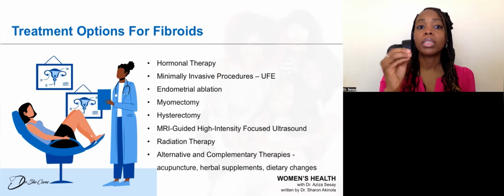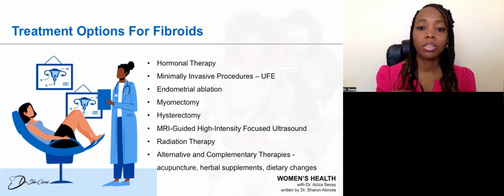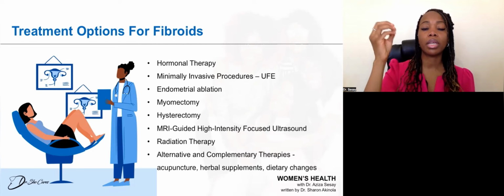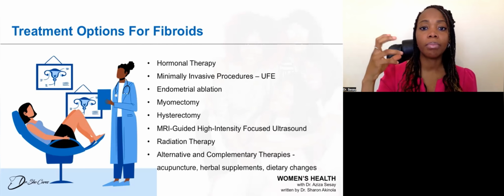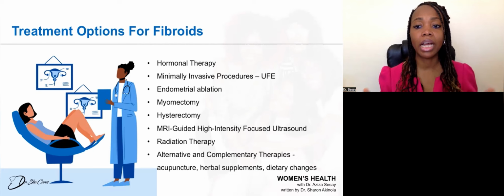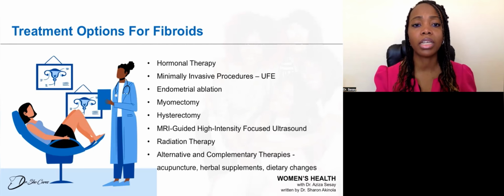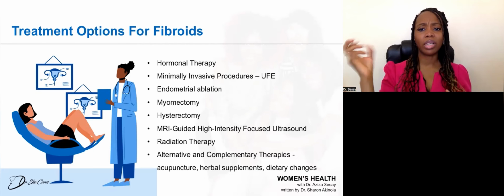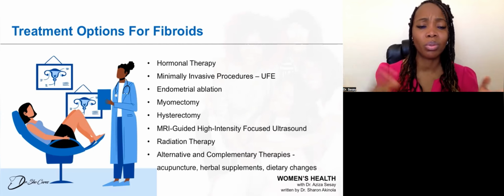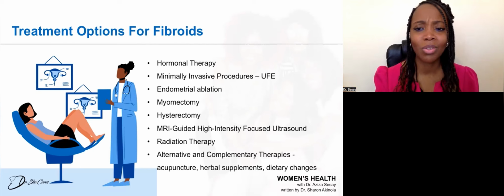So there is no cure, but this is the treatment. The treatment includes the myomectomy, which is where they remove the fibroid itself. And then there's also the hysterectomy, which is where they remove the whole of the womb. There's also MRI-guided high-intensity focused ultrasound, which is basically where they try to heat up and get rid of the fibroid using magnetic waves, and it's quite fancy.